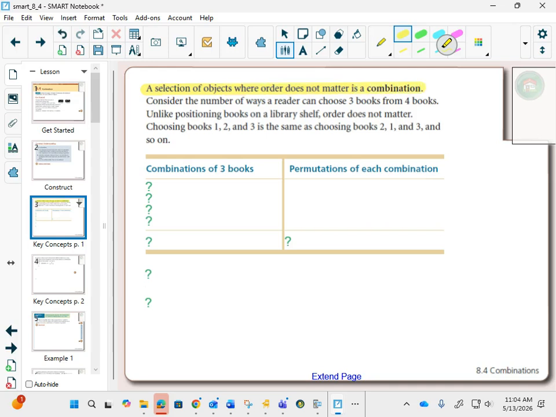Everything we did up till now is called a permutation, where the order matters. And now we're going to look at combinations.